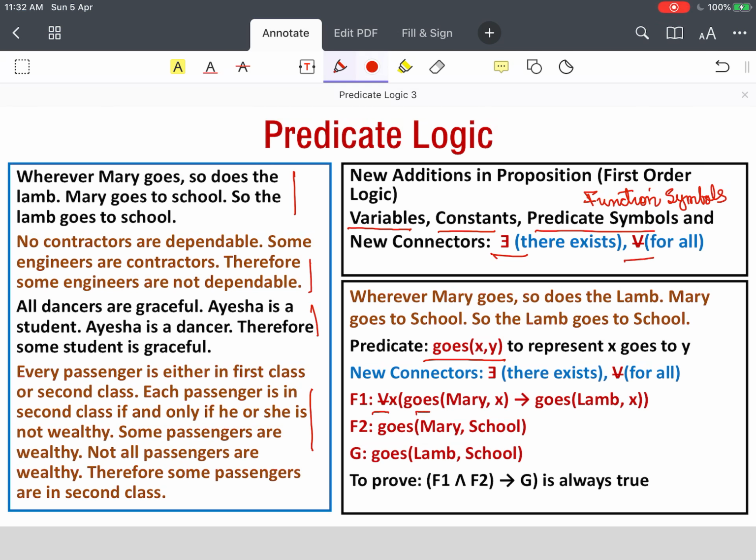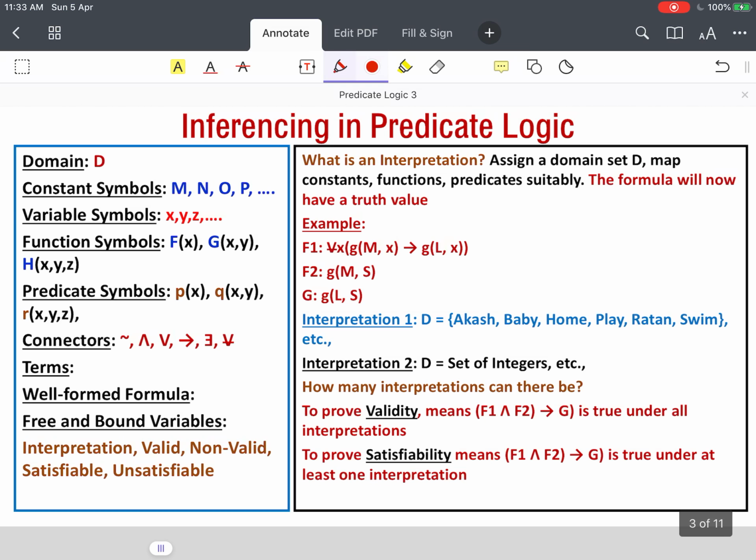We used a predicate goes(x,y), and we said for all x, goes(Mary, x) implies goes(Lamb, x). The second one was goes(Mary, school). This was, as we said, an instance which had no variables, so it was called a ground instance. Our goal was goes(Lamb, school), and as usual we wanted to prove this is always true, and by always true we wanted to say that this is valid, which means it is true under all interpretations.